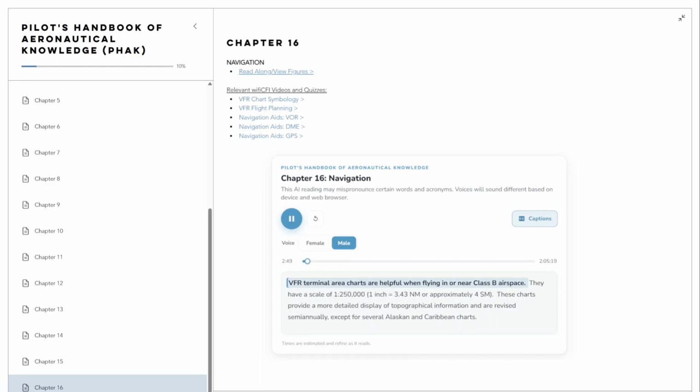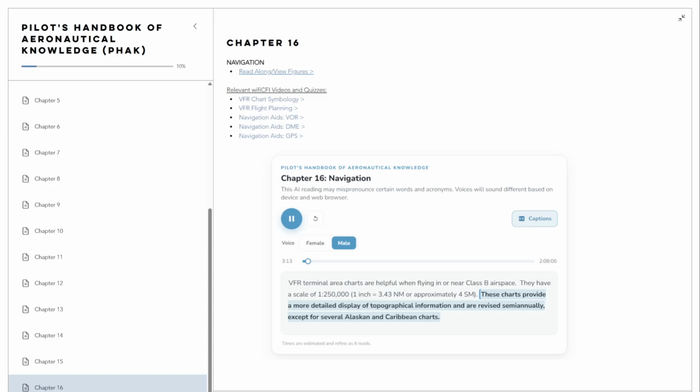VFR Terminal Area Charts. VFR Terminal Area Charts are helpful when flying in or near Class B airspace. They have a scale of 1 to 250,000, 1 inch equals 3.43 nautical miles or approximately 4 sm. These charts provide a more detailed display of topographical information and are revised semi-annually, except for several Alaskan and Caribbean charts.